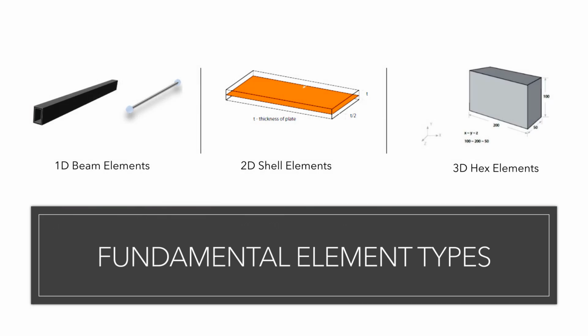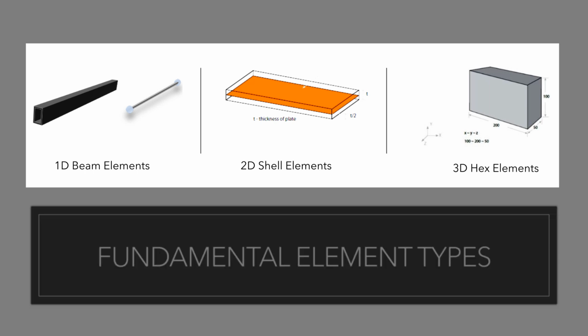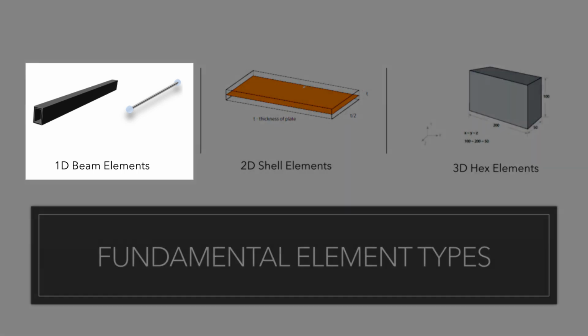Now we move on to the element types in FEA. As you can see in the illustration, there are three fundamental element types in FEA. The first one is the 1D beam element. This is usually used to analyze parts that are long and slender, like a hollow steel section. The 1D element comprises two nodes and one line.